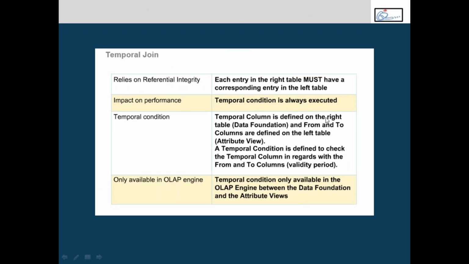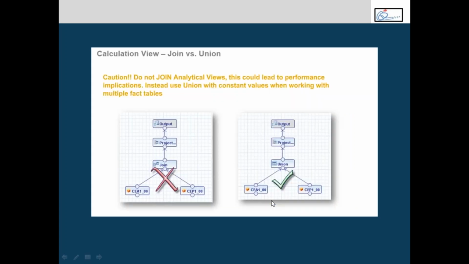Temporal condition is what? Temporal column is defined on the right table, the data foundation, with from and to columns, and the temporal is defined to check the validity period. Okay, and only available in OLAP engine. So temporal condition is only available in OLAP engine between data foundation and attribute views. So only the star join. Only when you're trying to join your data foundation and attribute views, you can use your temporal joins.